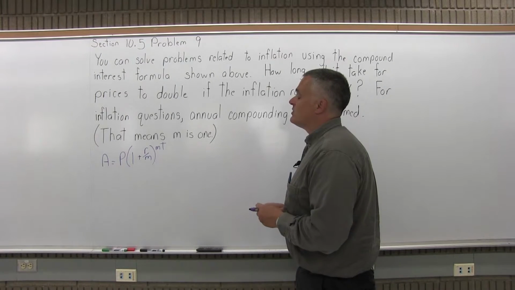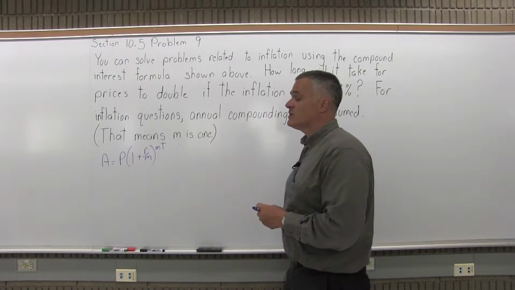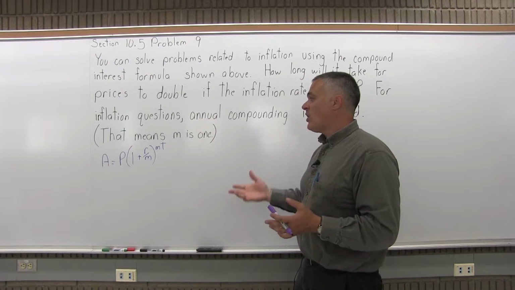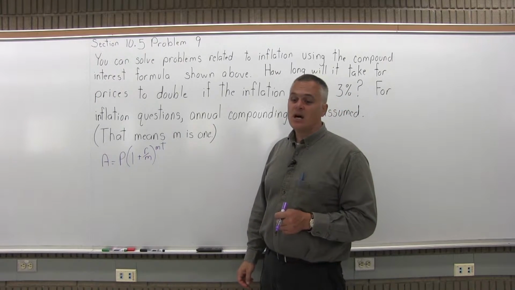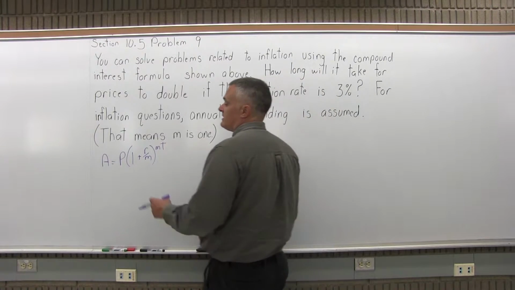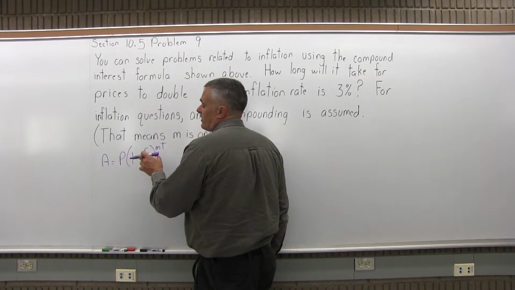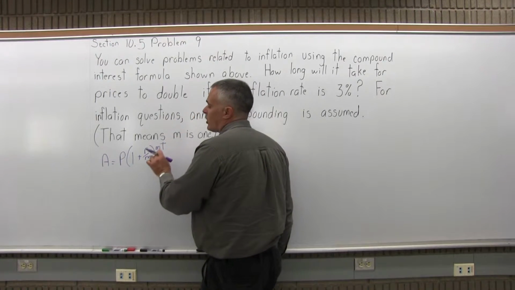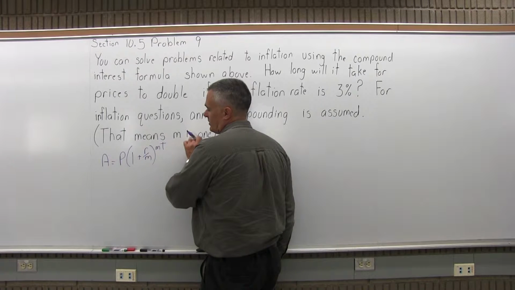And it asks you if the inflation rate is 3%, which is fairly accurate. Most years it's somewhere around there, around 3%. How long will it take for prices to double? So let's use this formula to see how long it would take for anything to double if it's at 3% compounded annually, so m would be 1.